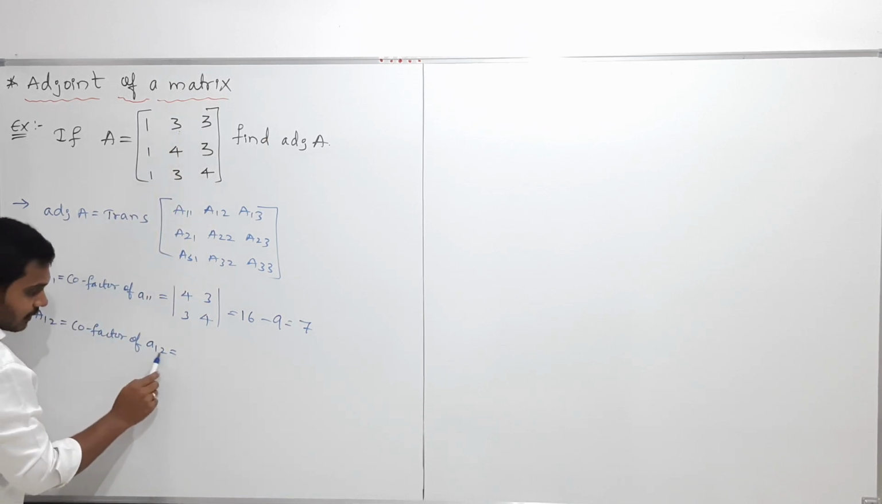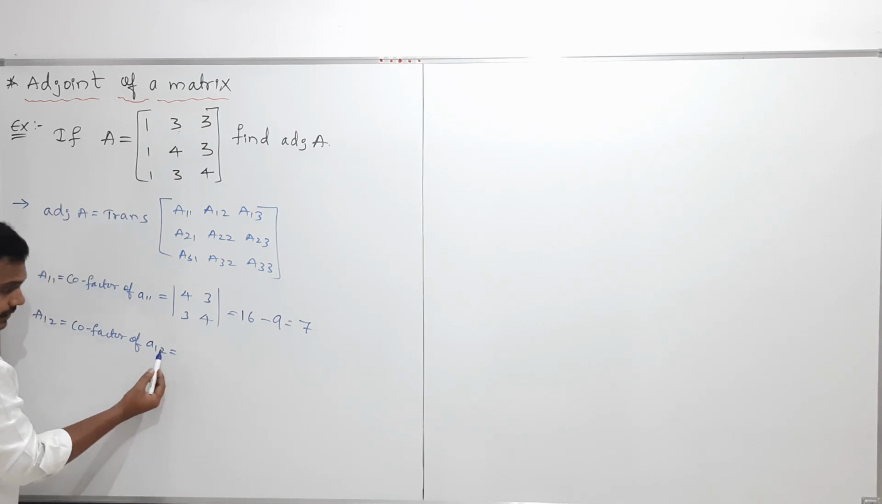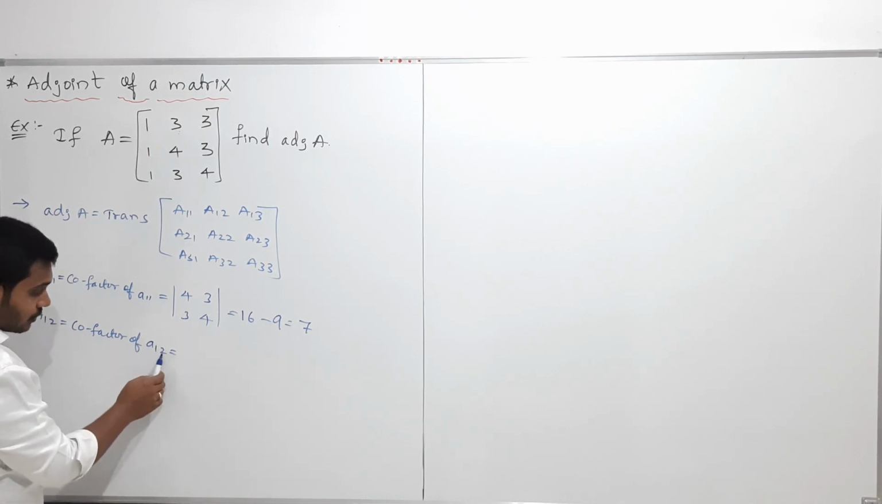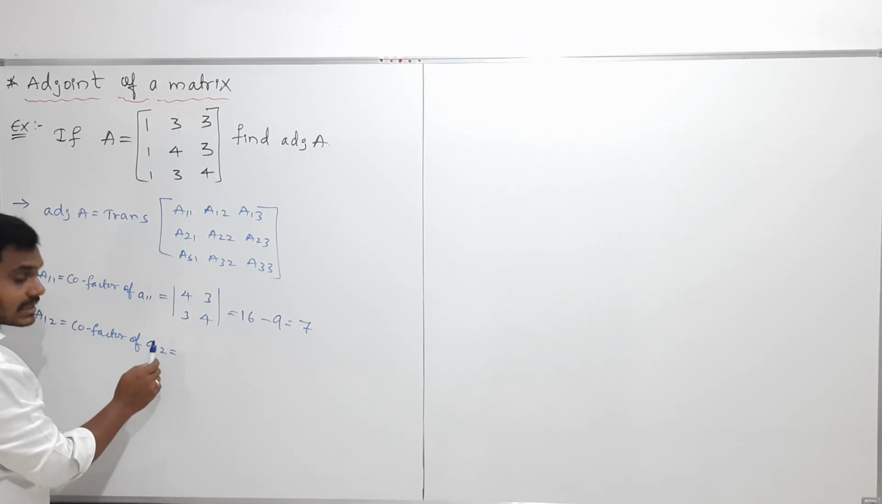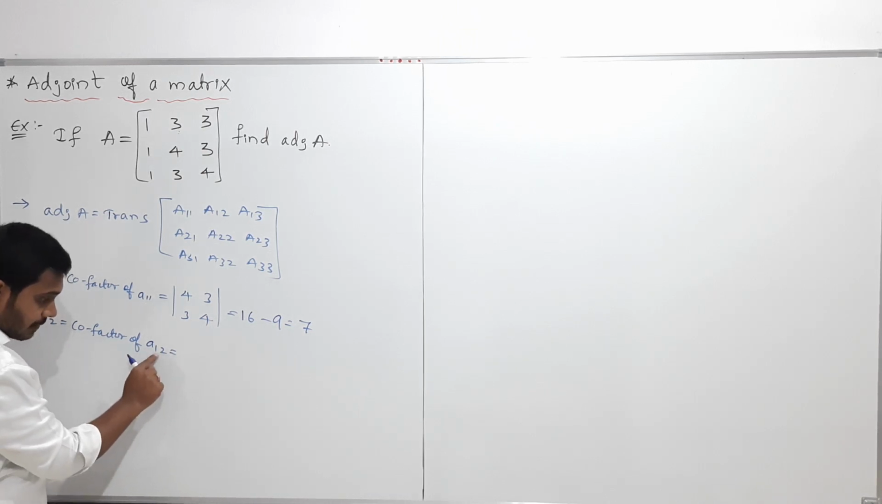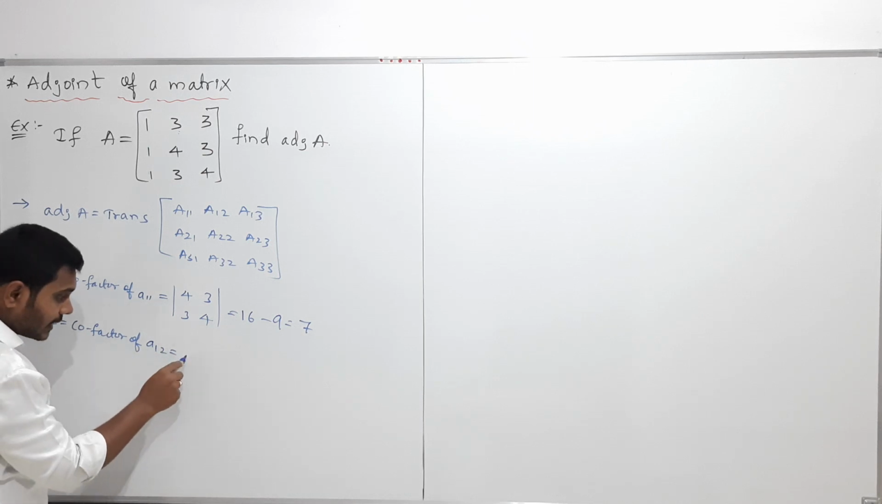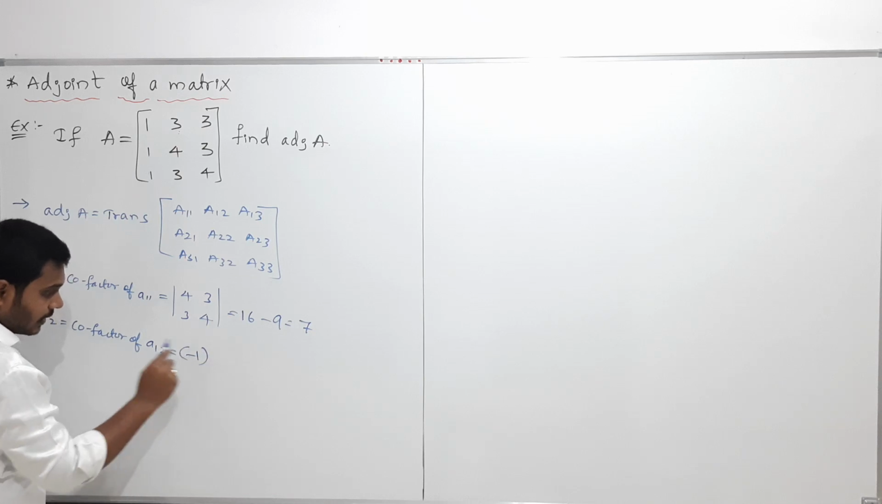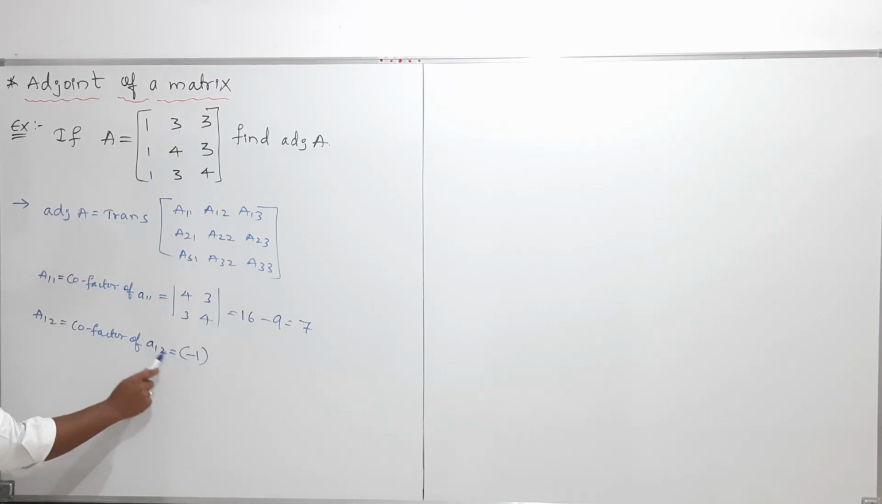So the cofactor of A12 is equal to, first add here 1 plus 2. What is 1 plus 2? 1 plus 2 is nothing but 3. So 3 means minus 1 whole. If the subscript sum is odd, you should take it as negative, minus 1. So minus 1 into, next, the minor of A12. How to find out the minor of A12?